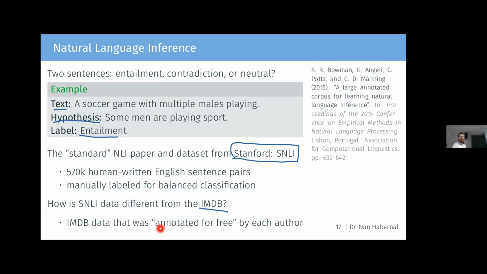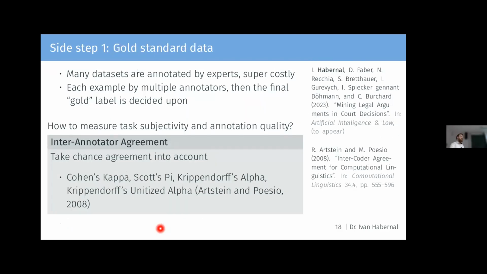Which brings me to one sidestep, and it's the gold standard data. What does it mean? It might have multiple meanings. Many data sets are annotated by experts, and it could be super costly. In these examples, each example is annotated by multiple annotators. An annotator is somebody who is annotating the data, saying contradiction, entailment, or neutral, or positive or negative on a tweet, because tweets don't have any labels. And then the final label is decided upon, the final gold label. So gold could mean several people agreed on a label for a particular instance, so this is like the gold truth. Or gold can mean it's costly because you have to pay a lot of these experts.